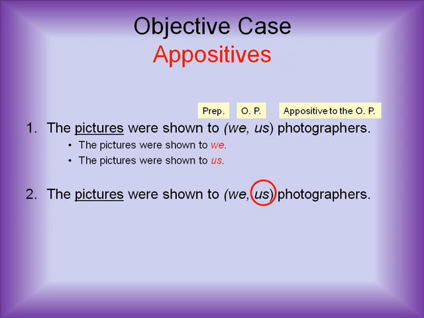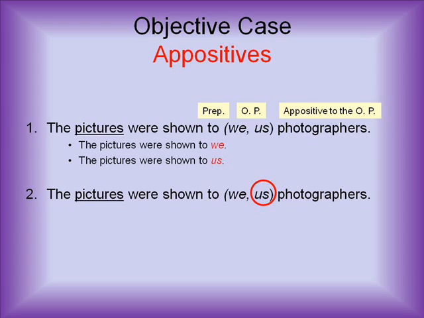Okay, just like the others, we have to talk about appositives now. So appositives to the object of the preposition. For example, the pictures were shown to we photographers or us photographers. Now we have the preposition to, so we or us would be the object of the preposition, and then photographers would be the appositive to that.